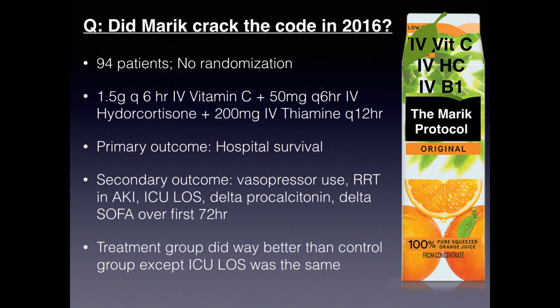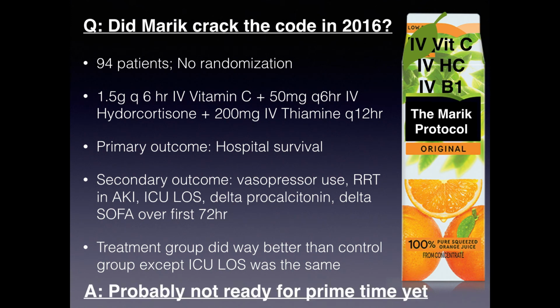And what they found out is the treatment group did way better. I mean, way better in everything except for the ICU length of stay, which I thought was kind of interesting, than the control group, the group that got nothing. So, this seems awesome, great, right? I mean, these three things. Two vitamins and something the body already produces, cortisone, that can actually maybe kill sepsis. Well, I don't know that this is ready for prime time yet. It seems great. I just think there needs to be some more research done.